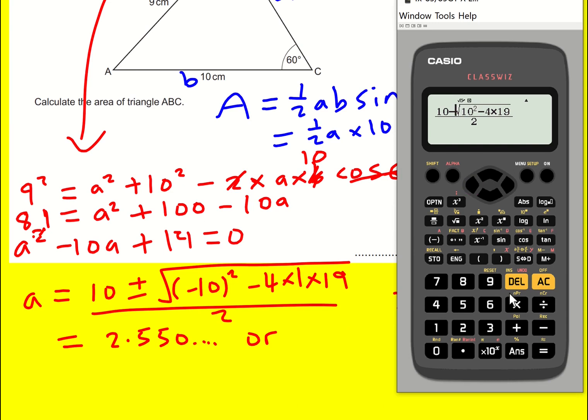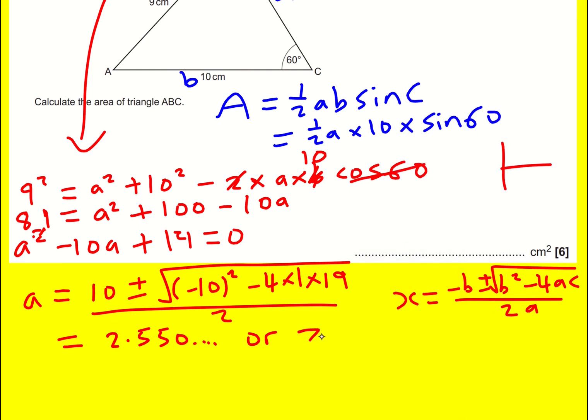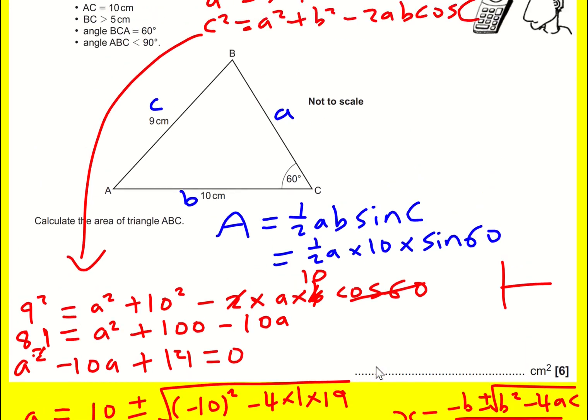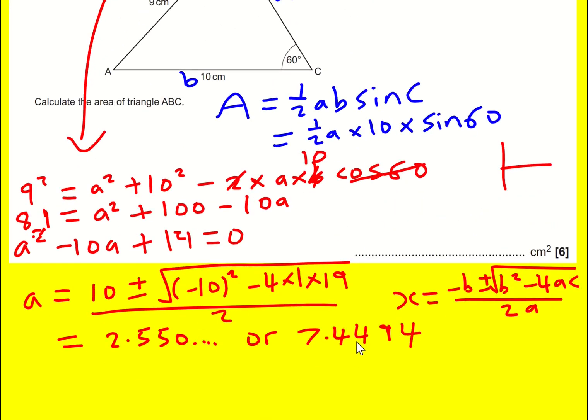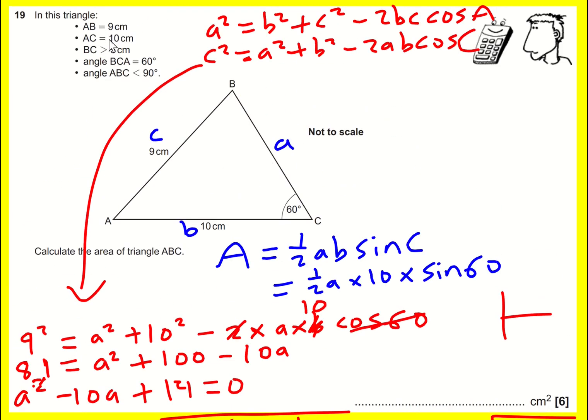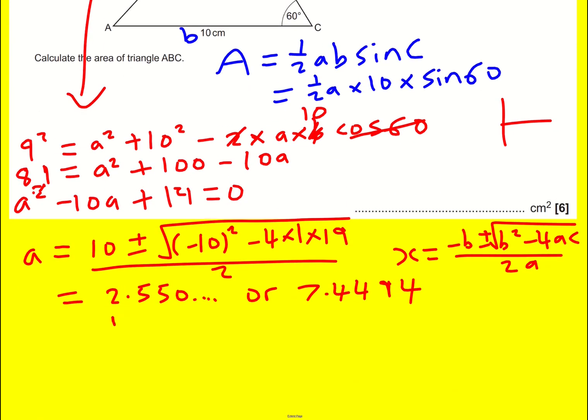This is something we learn when we do congruent triangles, the fact that we've got side-side-angle here. That doesn't necessarily imply congruence. So our other one is 7.4494. There we go. Okay, so we just need to think about this. First of all, it says BC is greater than 5 centimeters, so I'm going to reject that one.